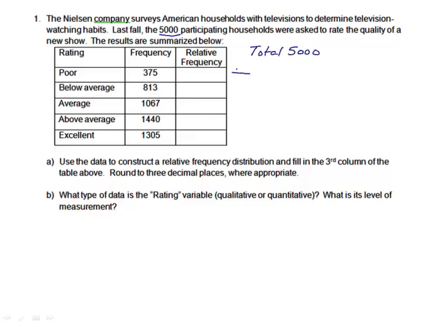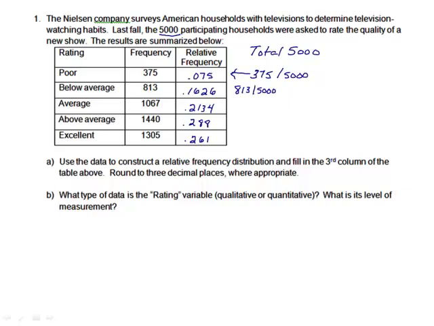Now, for each one of these, for the relative frequency, we take the frequency for that rating category and divide it by 5,000. So for this first box, we take 375, divide by 5,000, and that gives us 0.075. And notice these are relative frequencies, so I'm leaving them in decimal form. For the next box, we're taking 813 and dividing it by 5,000, which gives us 0.1626. The next one is 1,067 divided by 5,000, and so on. And it says in the problem down here to round to 3 decimal places, and I forgot when I was writing these in, so some of them I carried out to 4 decimal places.